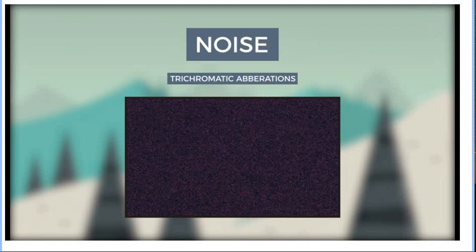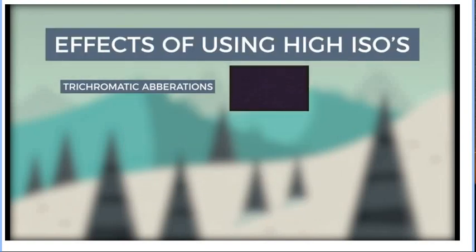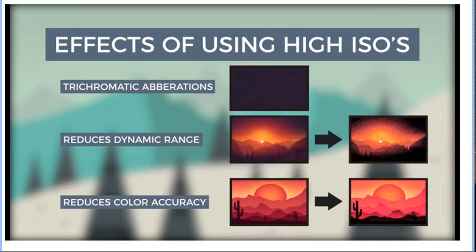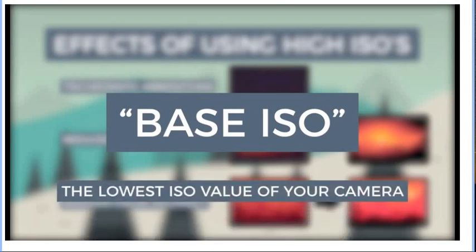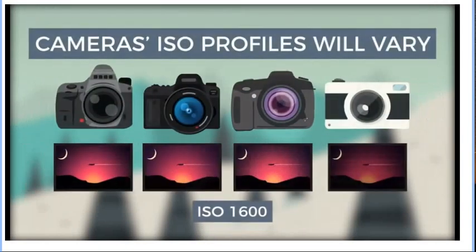Higher ISO values don't just produce more noise, they also reduce the color accuracy and dynamic range. So you should use the lowest ISO value possible at all times. The lowest ISO value of your camera is considered the base ISO, a term that you may come across in the future. This ISO produces the best image quality and lowest amount of noise, but as stated earlier, low ISO values require lots of ambient light to properly expose the scene. It's also worth mentioning that not all cameras will have the same ISO profile. The ISO performance of your camera largely depends on the size of the photosites in your camera.